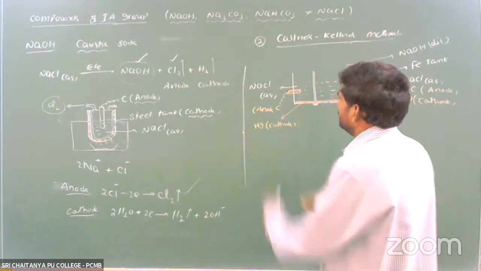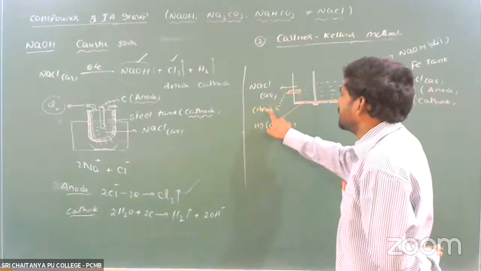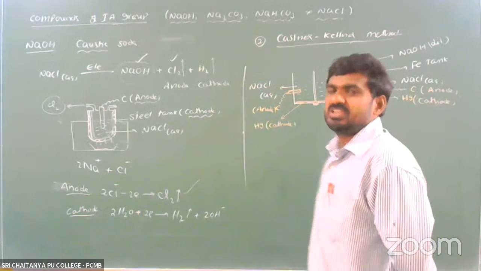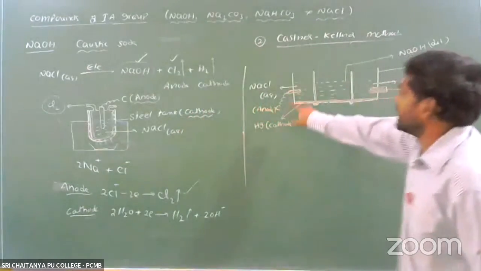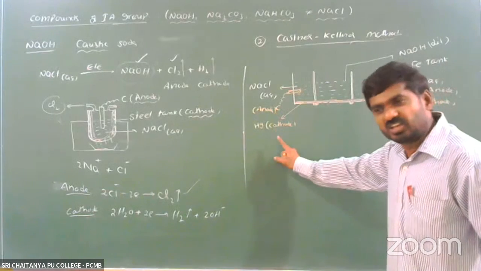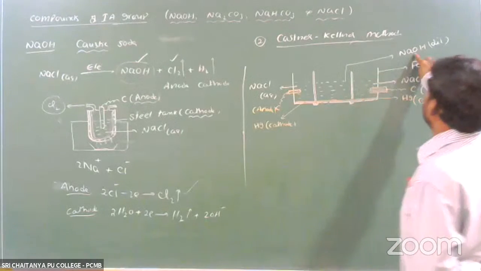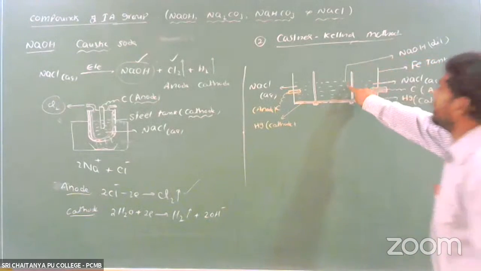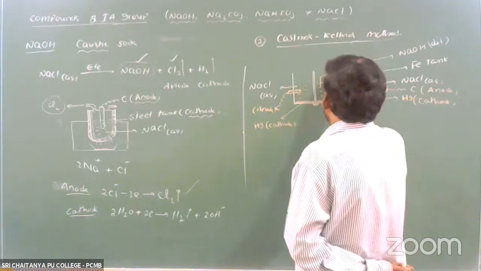Cathode, electrolyte. In the side compartment, what is the electrolyte, what is the anode and what is the cathode? Electrolyte is aqueous solution of sodium chloride. Anode is the graphite rod. Mercury acts as cathode. In the middle compartment, what is the electrolyte? Dilute sodium hydroxide is the electrolyte. What is the anode? What is the cathode?